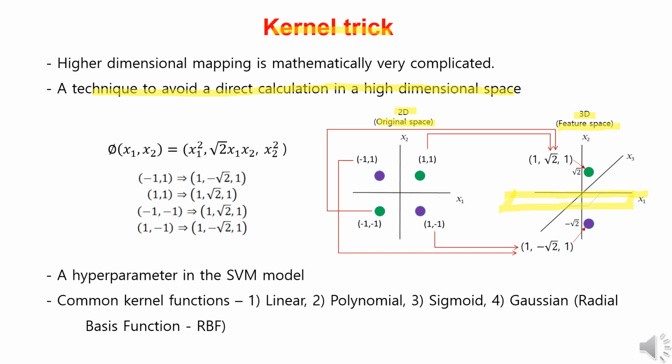Since the kernel function is a hyperparameter used in support vector machine models, you can try different types of kernel functions such as linear, polynomial, sigmoid, and Gaussian. After trying them out, you can choose the one that shows the best performance.